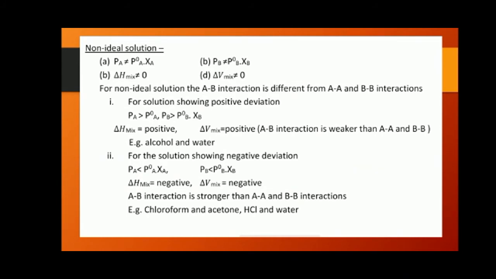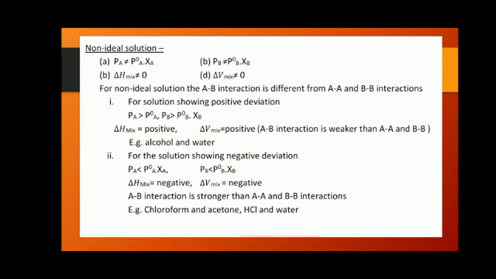It is due to the interaction between A and B being weaker than the interaction between A-A and B-B. For example, alcohol and water is a mixture which shows positive deviation from Raoult's law.